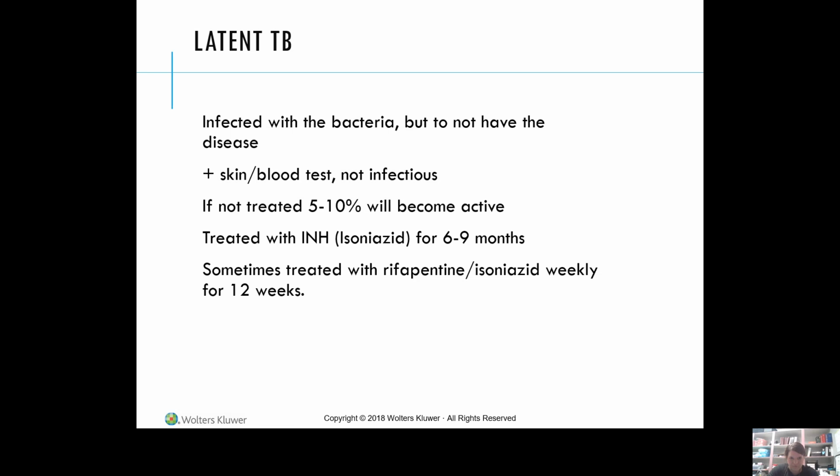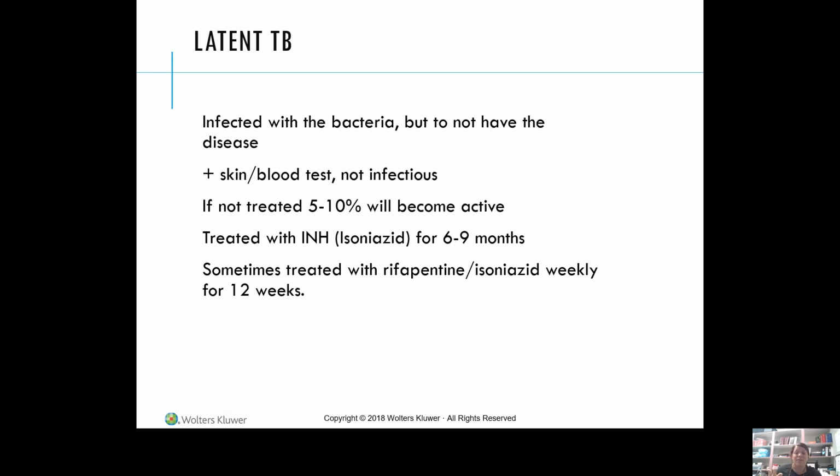Let me go on to the next slide. Latent TB: they're infected with the bacteria, but they don't have the disease. They come back with a positive skin and blood test. I've discussed with other instructors, I want you to take where it says not infectious with a grain of salt. In regards to your exam, your book very specifically says that people with latent TB cannot spread it to others. It very explicitly says that in the box on 10.1. But I know that in crowded areas, they've thought that this is why it spreads so rapidly.